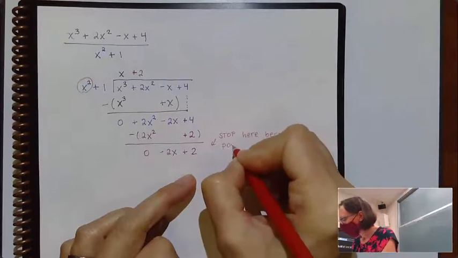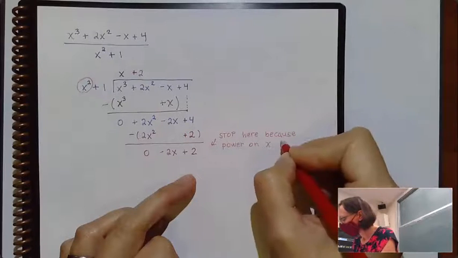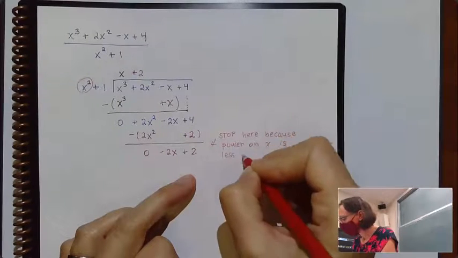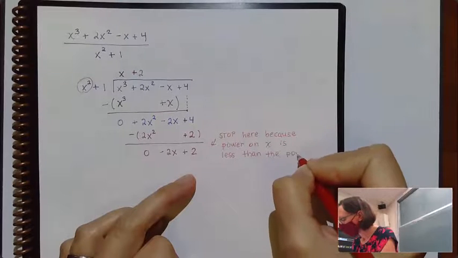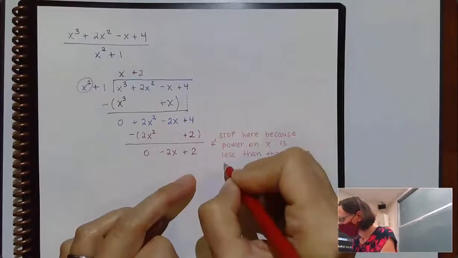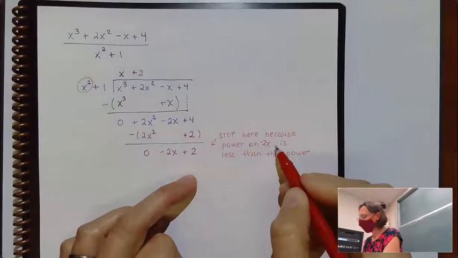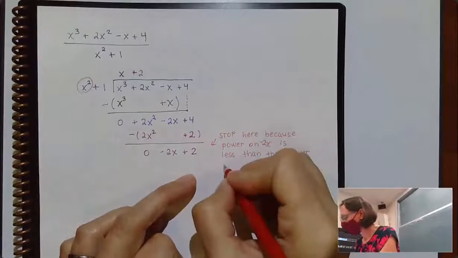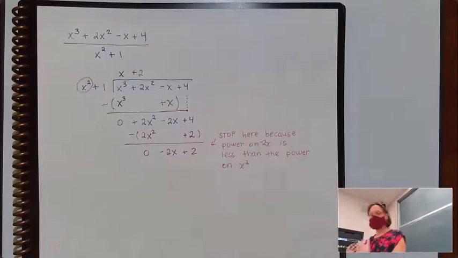Because the power on x is less than the power. I'm going to write this as actually negative 2x, so it's like the whole term. The power on negative 2x is less than the power on x squared. So that's how we know we're sort of done with the long division.